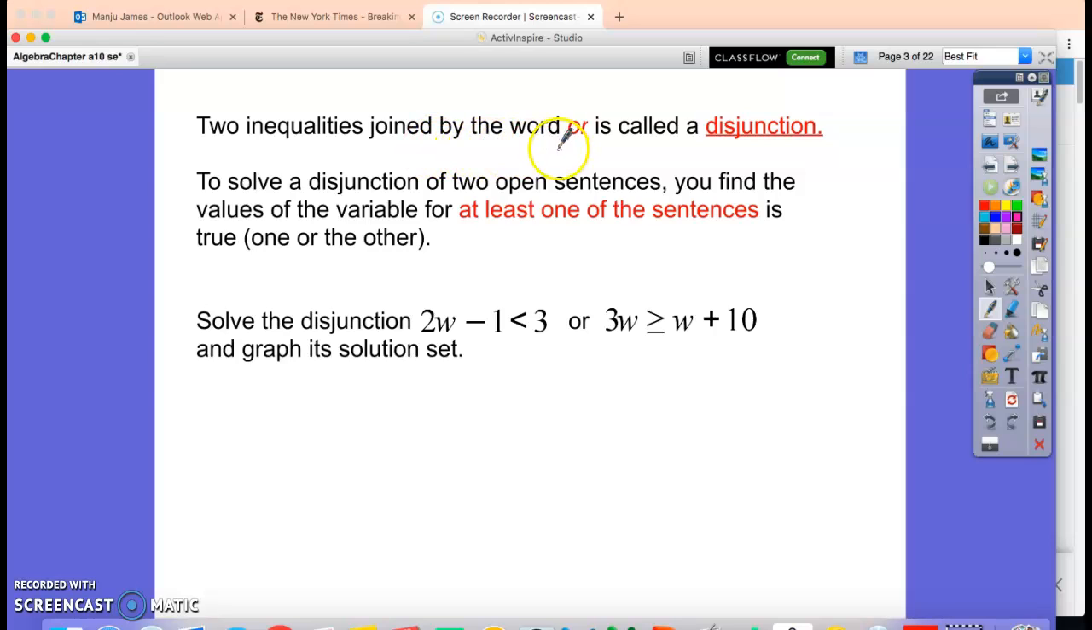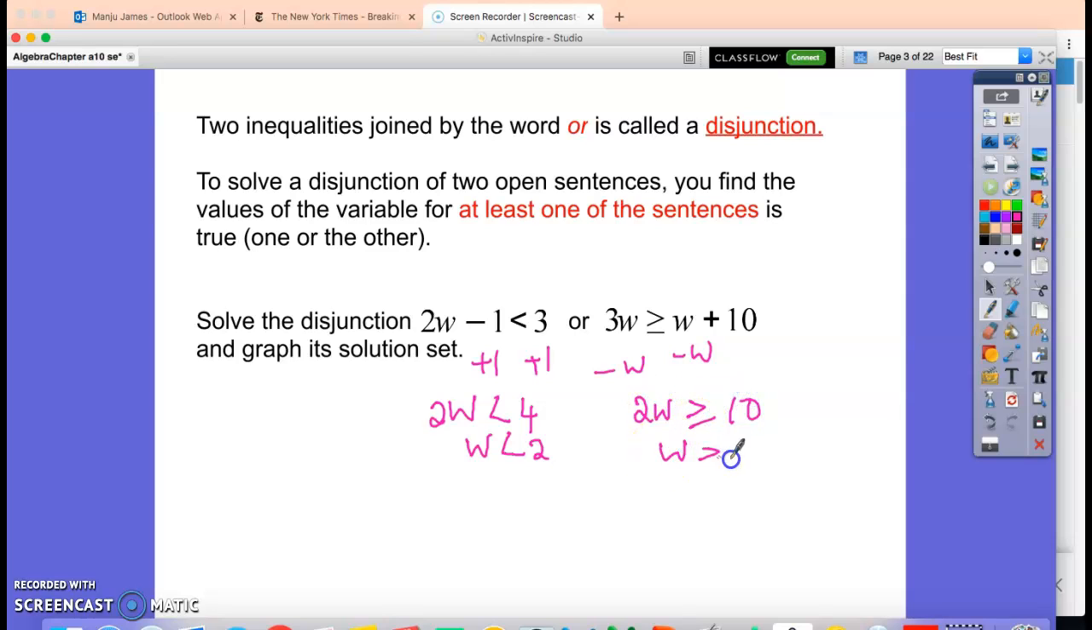Two inequalities joined by the word "or" is called a disjunction. To solve a disjunction, you find the values of the variable for which at least one of the sentences is true. So let's look at this one. I'm going to add 1 to both sides. So I get 2w < 4, or w < 2. Here I subtract w from both sides. I get 2w ≥ 10, or w ≥ 5. So this is my 2 and this is my 5.